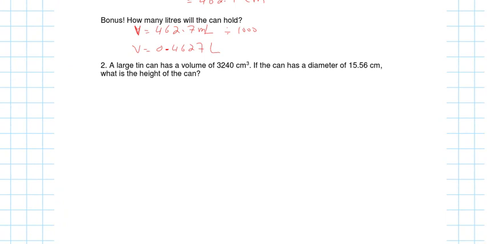Now, I have a large tin can that has a volume of 3,240 centimeter cube. If the can has a diameter of 15.56 centimeter, what is the height of the can? Where do I start? What's my radius? 7.78. So I divide the diameter by 2. What is it? 7.78.